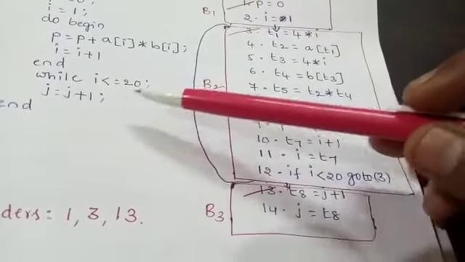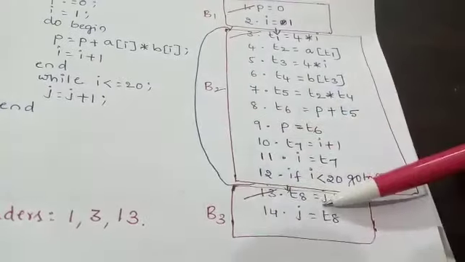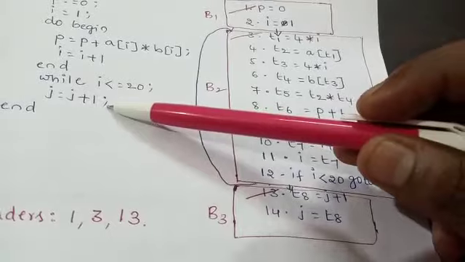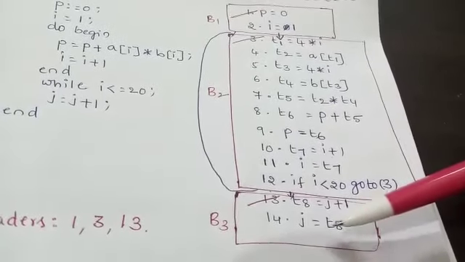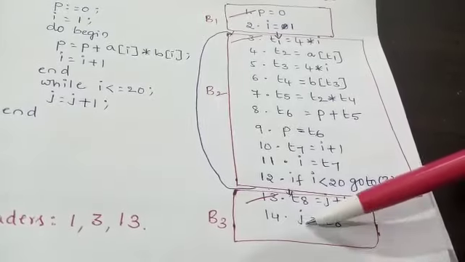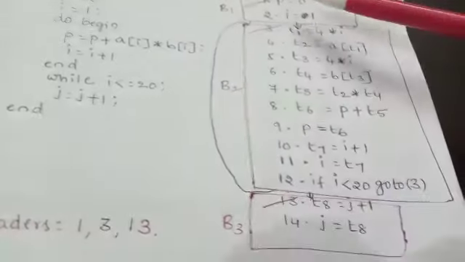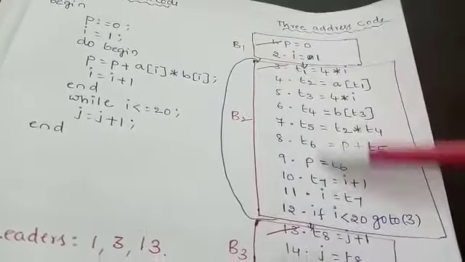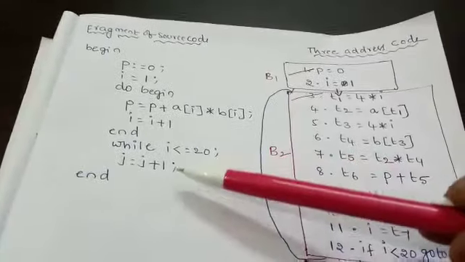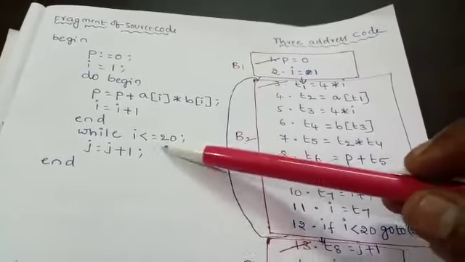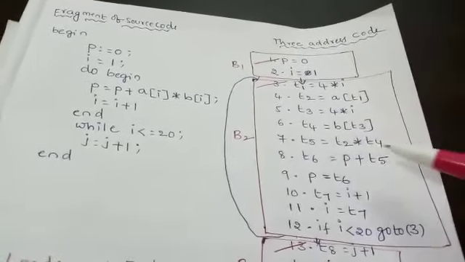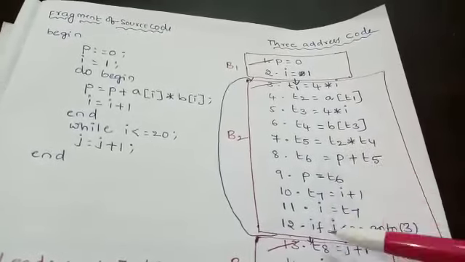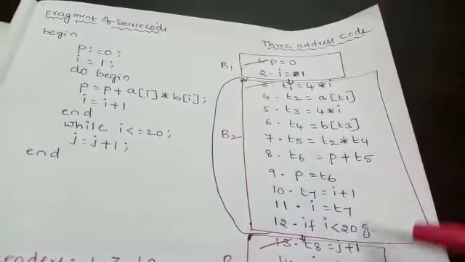Then next statement is T8 equal to J plus 1, J will be incremented by 1. We are going to store T8 in J, that is J equal to T8. These are the three address code statements for the given source code. Now from these three address statements, we are going to construct the basic blocks.